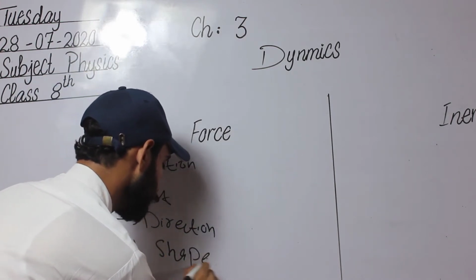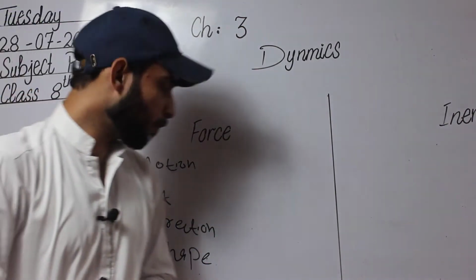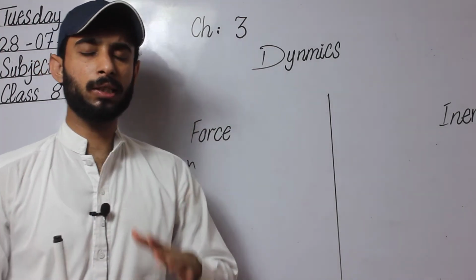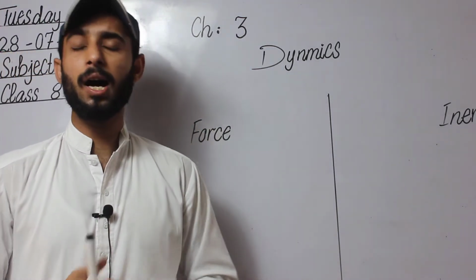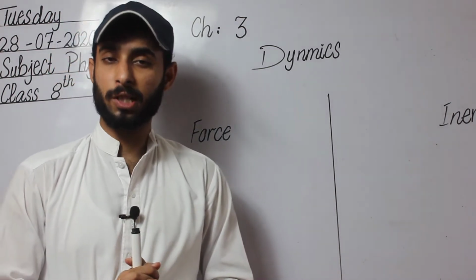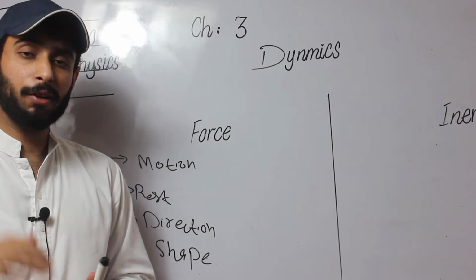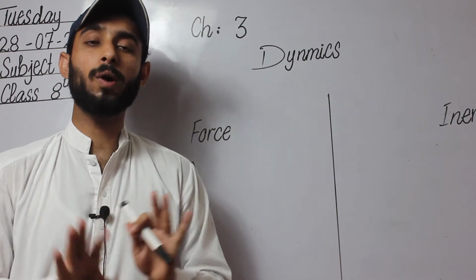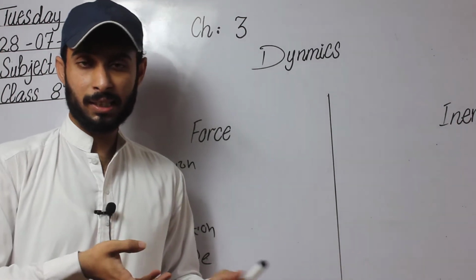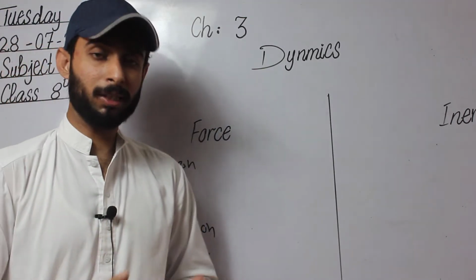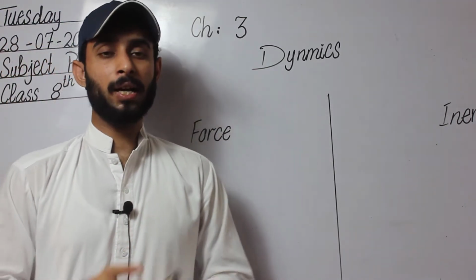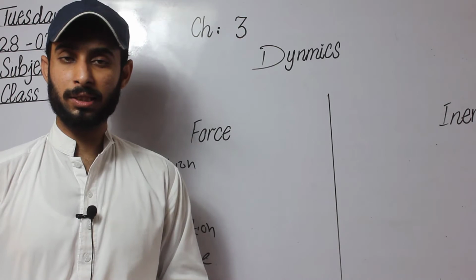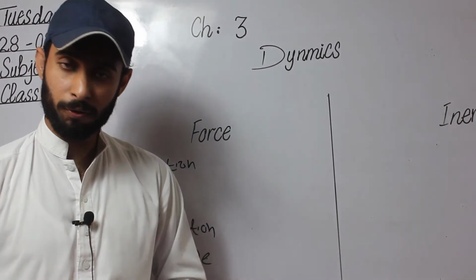Now, student, we again discuss the four things. First, if a body is in a moving state, after millions of years it will be moving if no external force acts on it. Next, if a body is in a rest state, just like here we have a book, after millions of years it will be in a rest state if no external force acts on it. The other thing is that whenever we apply a force on any body, the direction of that body can be changed, and the shape of the body can also be changed, just like when we cut an apple with the sharp edge of a knife.